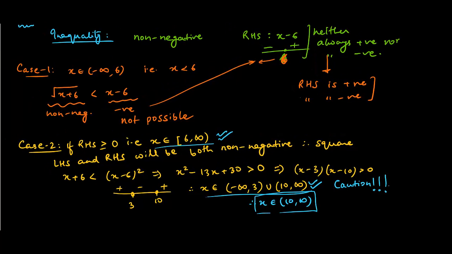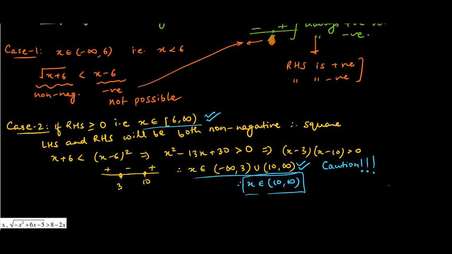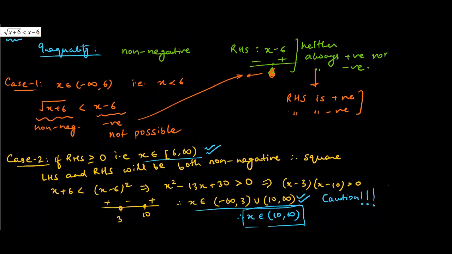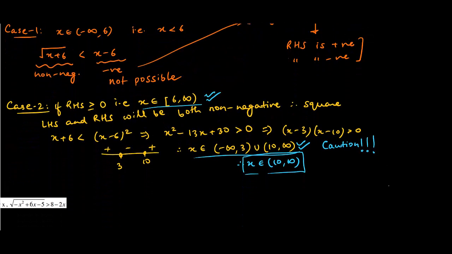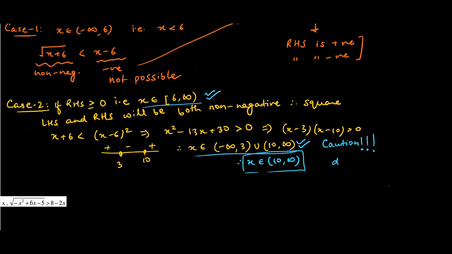Now again, do not rush to the answer that x belongs to 10 to infinity. This is not the final answer yet. For the final answer, you have to take the solution common with the domain condition. So now you have to take the things common with the domain, and we know that domain was minus 6 to infinity. So therefore the common value becomes x belongs to 10 to infinity. So now you can claim that this is the correct answer. This is the answer for this question.